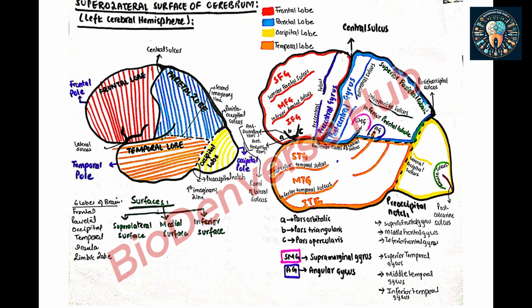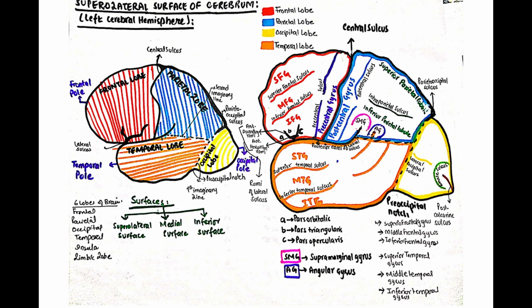Now we will be studying the temporal lobe that is outlined in the orange color. In the temporal lobe, similar to the frontal lobe, we have the superior temporal gyri. The superior temporal gyri are separated from the middle temporal gyri by the superior temporal sulcus, and the middle temporal gyri are separated from the inferior temporal gyri by an inferior temporal sulcus. So this was all about the anatomy of the superior lateral surface of the cerebrum.